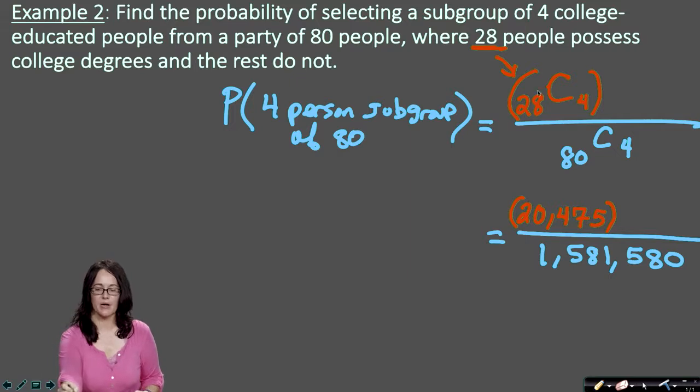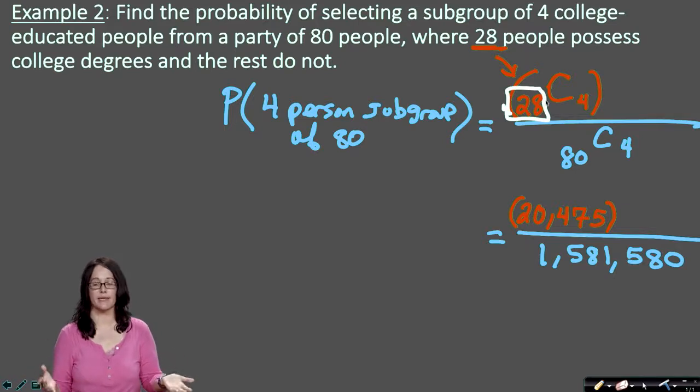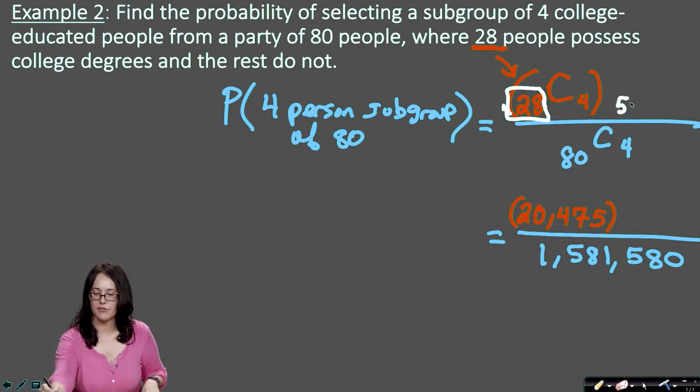For example, I've talked about the 28 college-educated people, but by default, if you're only separating them by that one characteristic, then the other people at the party would not have a college degree. Maybe they started but didn't finish, something like that. So if we subtract 80 minus the 28 with the college degrees, how many would that leave us with? That's right, 52. So we'd have 52 people. Now from that category, are we choosing anyone? This time, no.